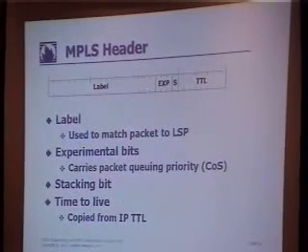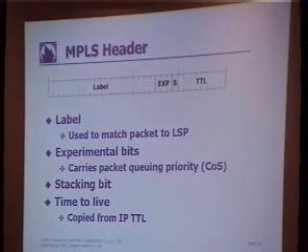So this is what the label itself looks like. You have 20 bits for the label field itself. You have 3 bits for what they call an experimental field, which, as far as I know, most vendors today use for doing QoS, class of service type stuff. You have a stacking bit, which allows you to carry a label stack.